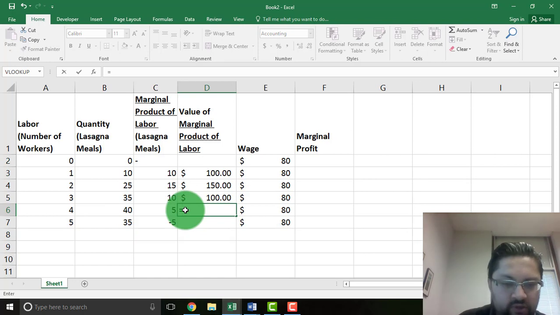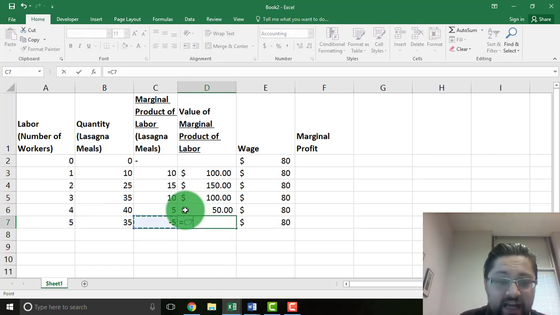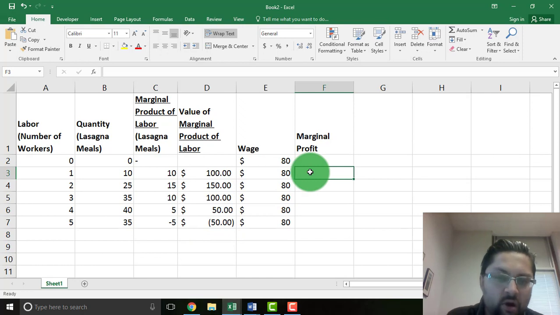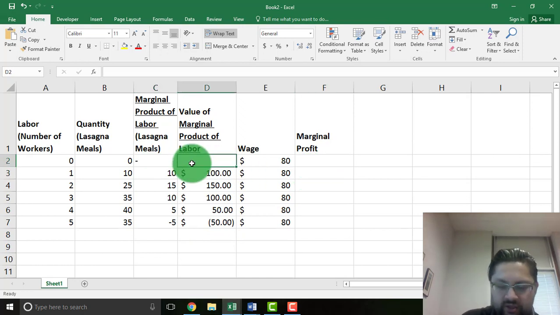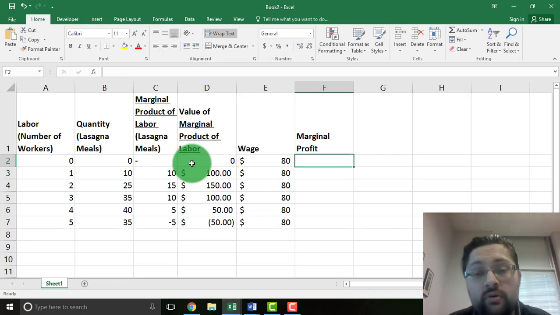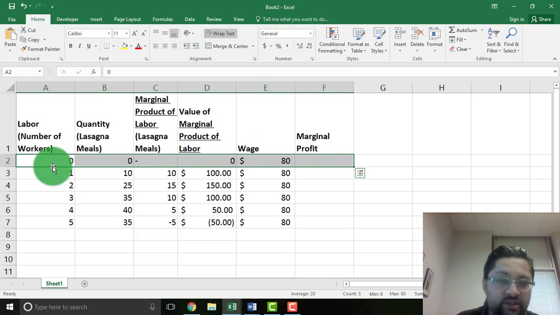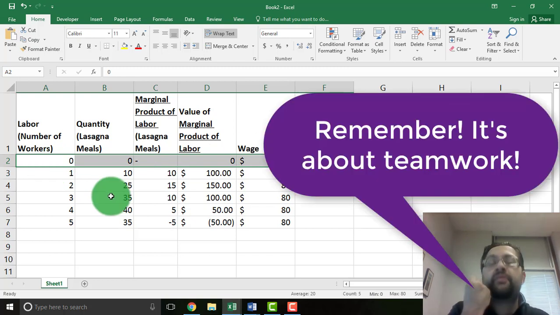So same thing here. We're going to multiply this 5 times $10. And then this negative 5 also times $10, because what is it really costing us when we lose some production? Okay. So now, and we can go here too, it'll be a 0, because 0 times 0 is 0. And now we need to figure out marginal profit based on this employee's contribution to the team. Keyword, their contribution to the team, not their individual contribution, because we don't know.